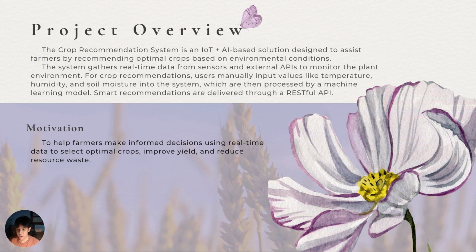The main motivation behind the system is to help farmers choose crops that grow better, leading to higher yields and less waste of resources like water or fertilizer.